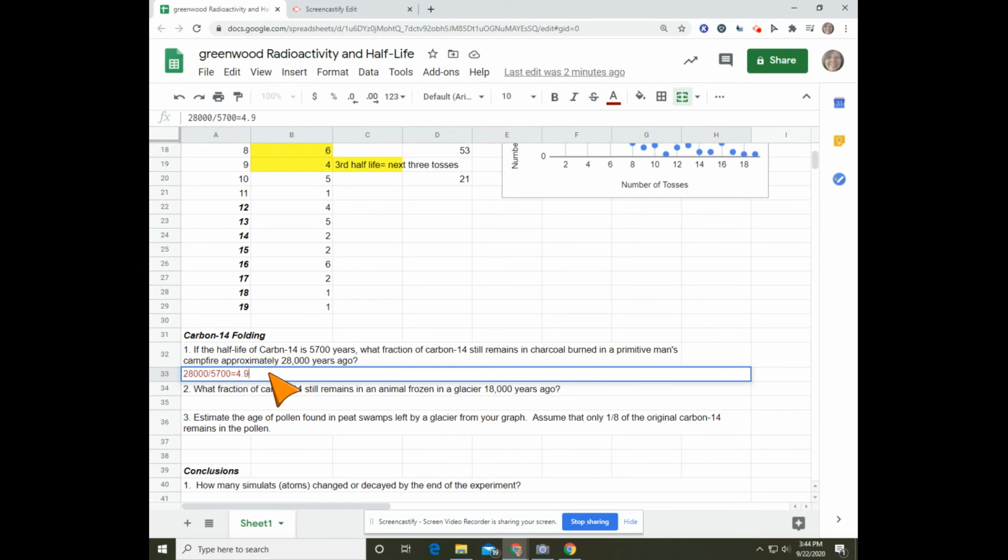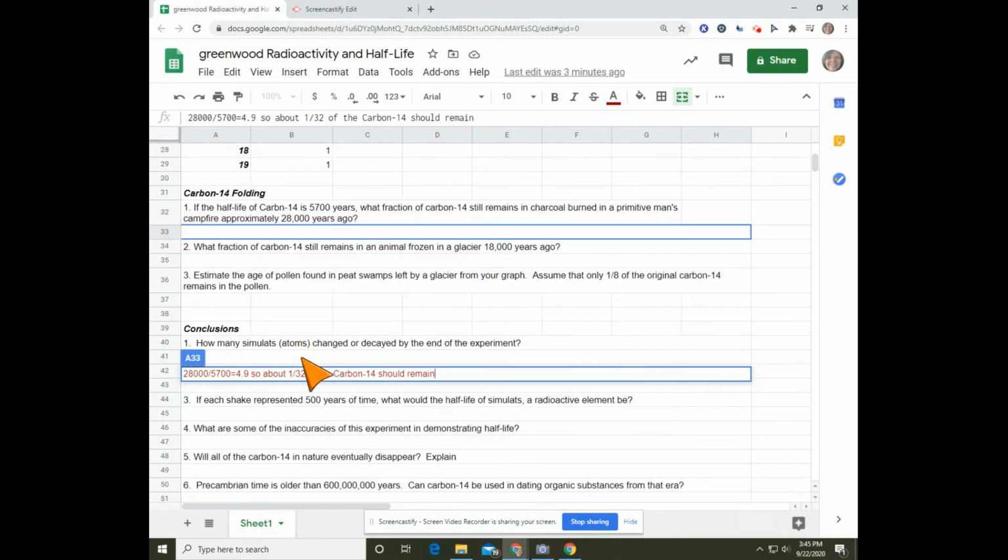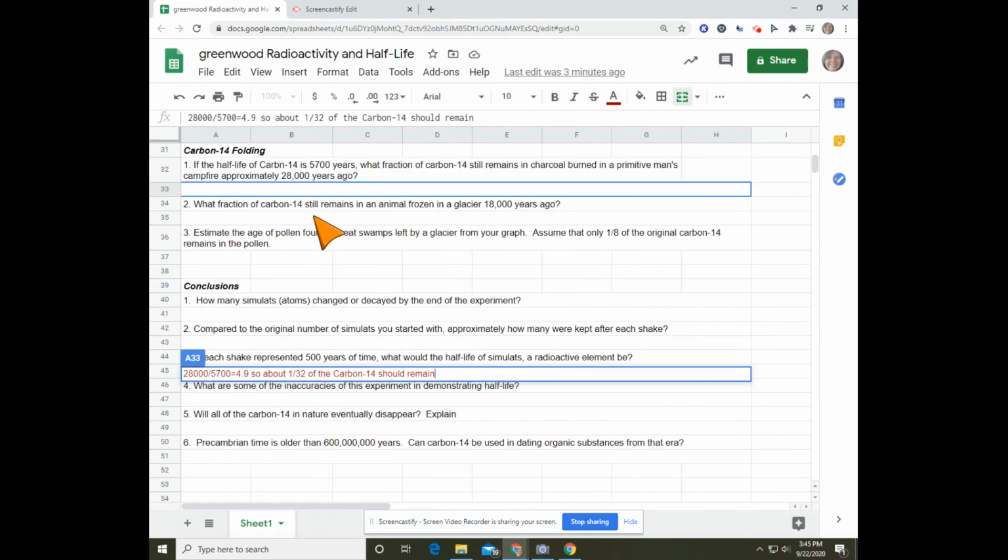That's about 5 half-lives. After 5 half-lives, we should have: 1 half-life is 1/2 left, 2 half-lives is 1/4 left, 3 half-lives is 1/8 left, 4 half-lives is 1/16 left. So 5 half-lives would be about 1/32. Okay. Go ahead and use that thinking for these questions here. And go ahead and answer the conclusion questions as part of the rest of your assignment for today.